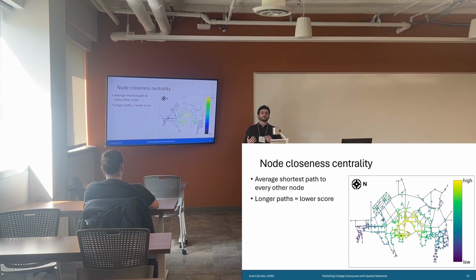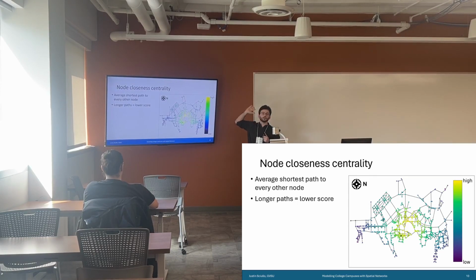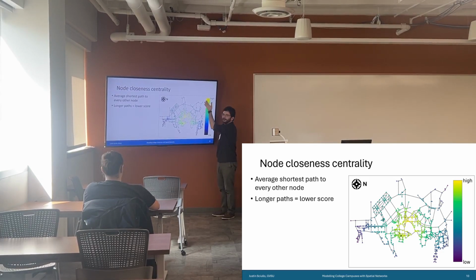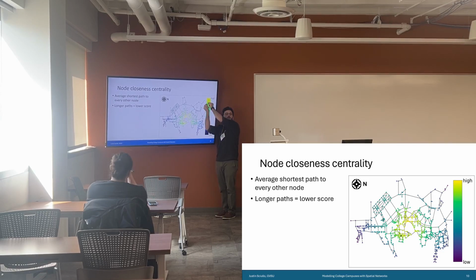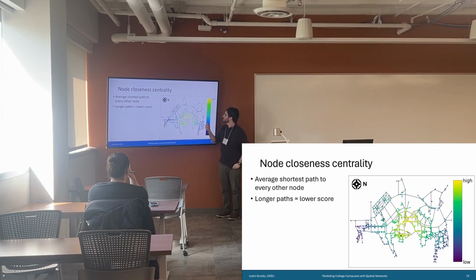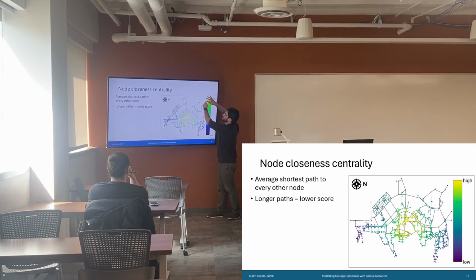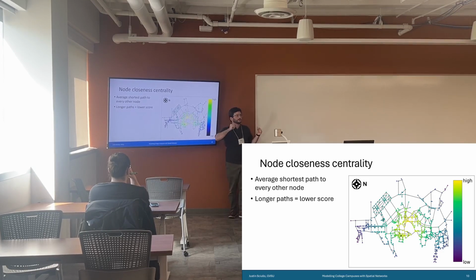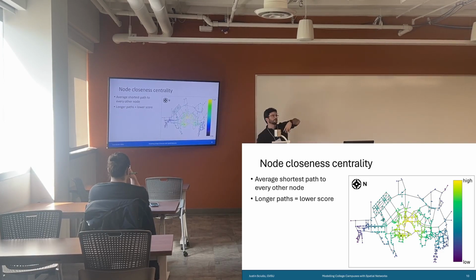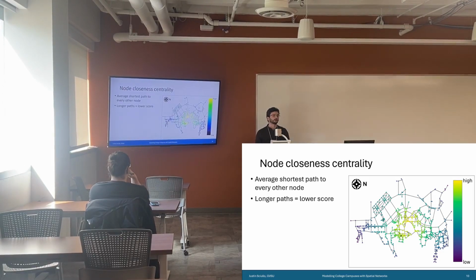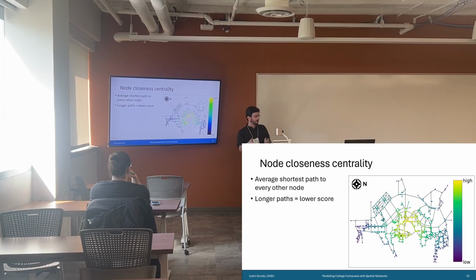So first of all, we looked at the center of campus. We used something called node closeness centrality. When you're looking at this, you pick any vertex, and you find the average shortest path to every other vertex. So I would find the shortest path between these two, these two, these two, and I do that for every single pair of nodes. And then you average them all up, or rather you add them all up, and the longer your paths are, the lower score you have, because it takes longer for you to get to every other node.